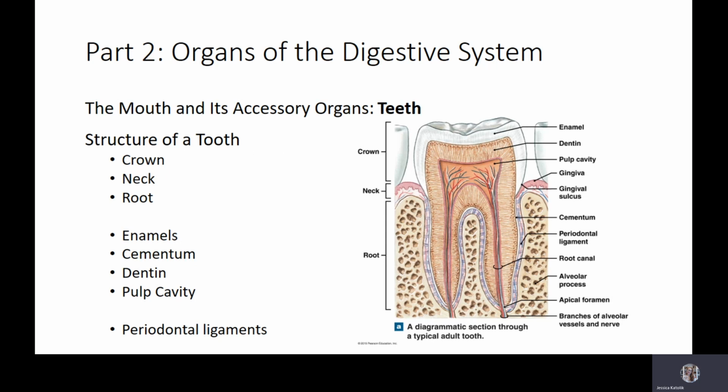And the teeth are going to be connected to the bone using periodontal ligaments, over here represented by these blue stripes. And so this is what's going to hold the tooth into the bone. And this would be an example of a symphysis joint.